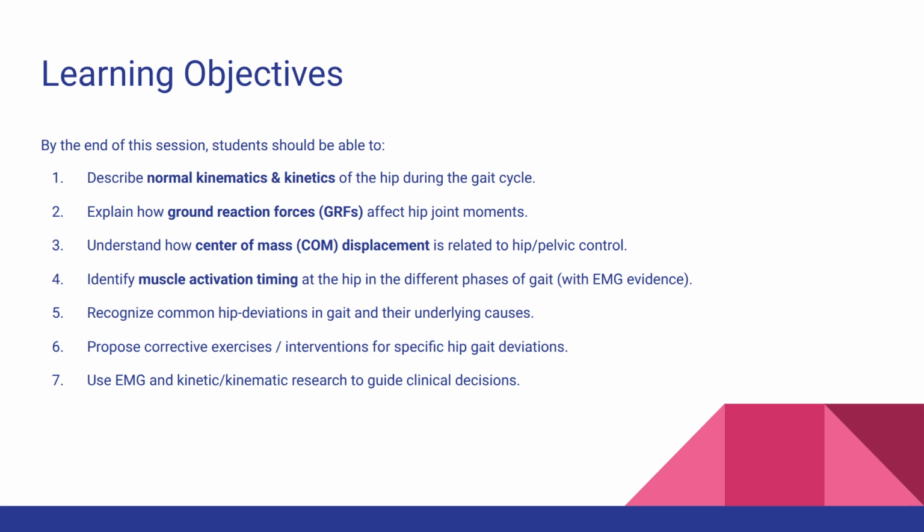Second, you should be able to explain how ground reaction forces influence hip joint moments. This is foundational. Ground reaction force location dictates demand. Demand dictates muscle activation. Third, we'll discuss center of mass displacement and how hip and pelvic control influence efficiency. Efficient gait minimizes unnecessary center of mass movement.